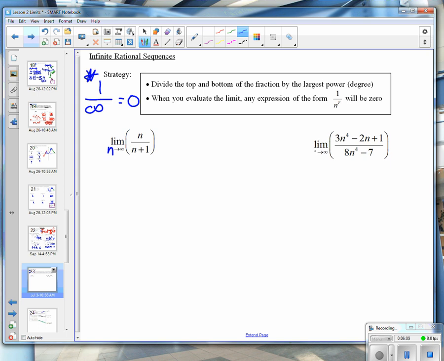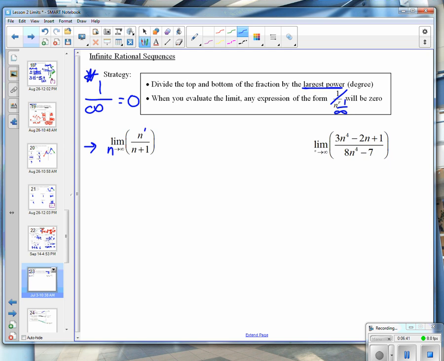It says divide the top and bottom of the fraction by the largest power or degree. When you evaluate the limit, any expression in the form 1 over n to the power of r will be 0. And again, this is basically saying 1 over infinity is equal to 0. So let's do that. I know it seems weird, but you'll see how this simplifies in just a minute. So we want to take a look at what the largest power is in this example.